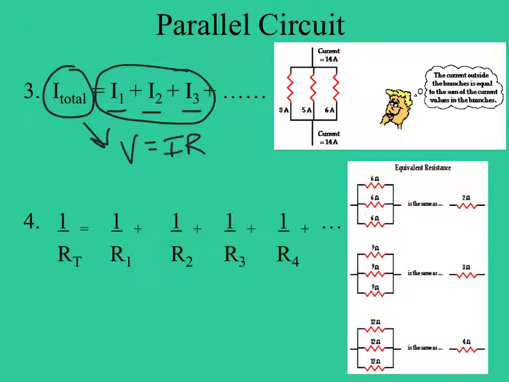If you take a look at this little picture over here, it says the current outside the branches is equal to the sum of all the individual branches. So if this resistor has 3 amps, this resistor has 5 amps, and this resistor has 6 amps, those are all individual currents for each light bulb. But when added up, that totals a current of 14 amps.